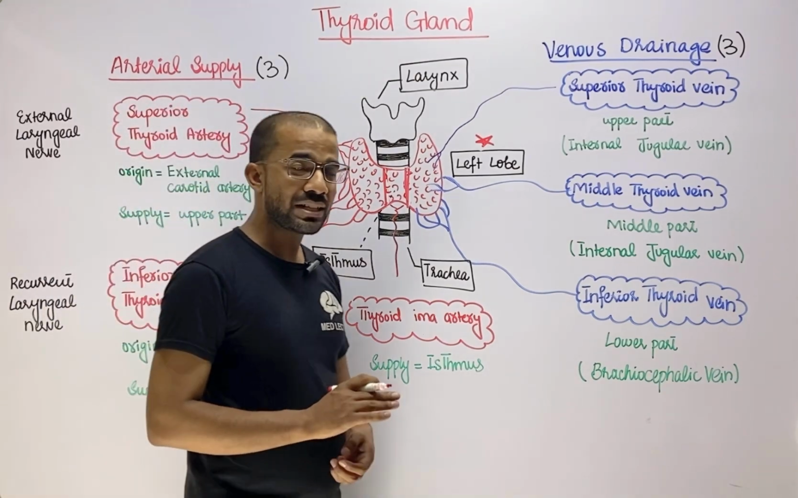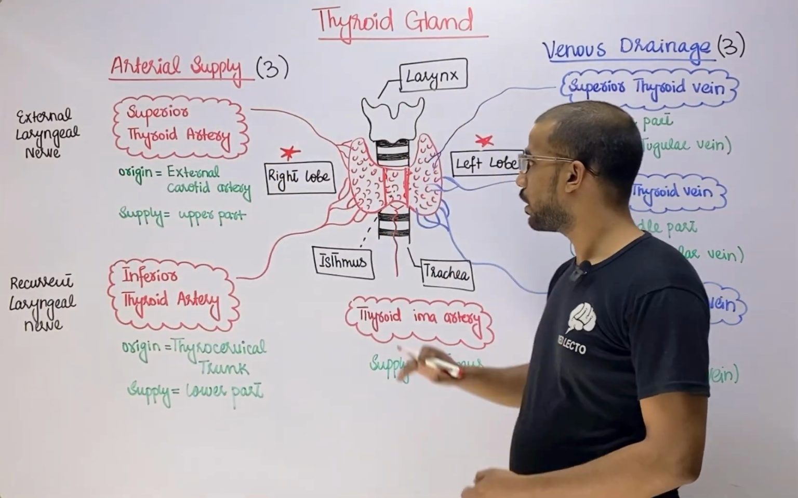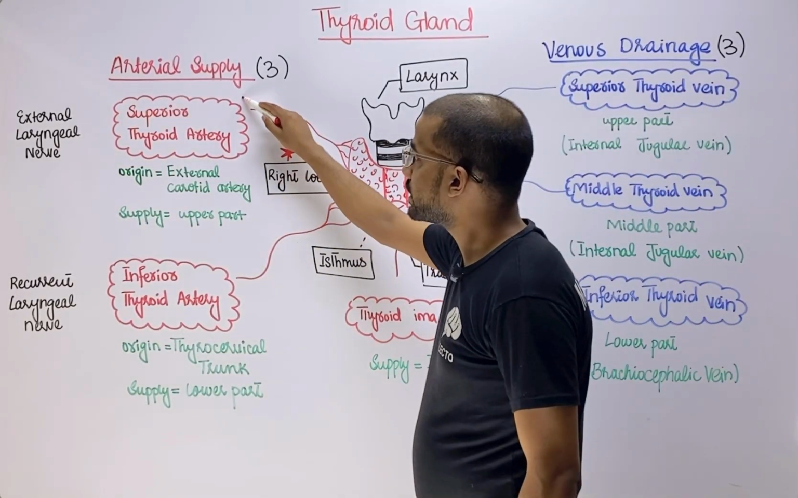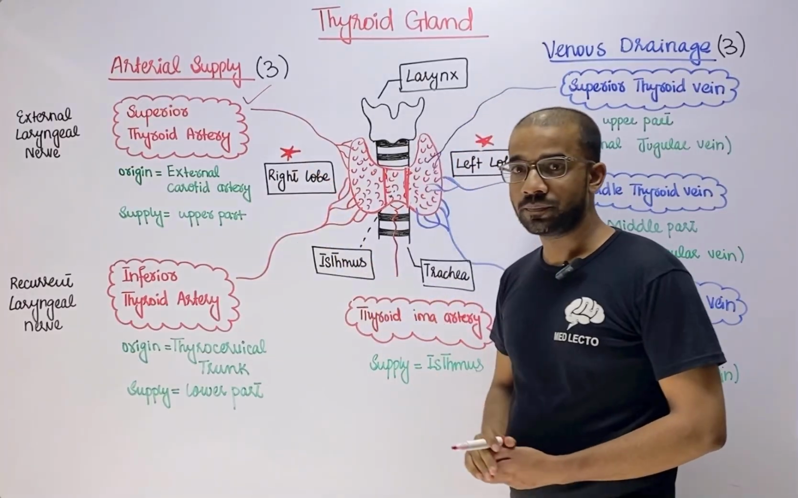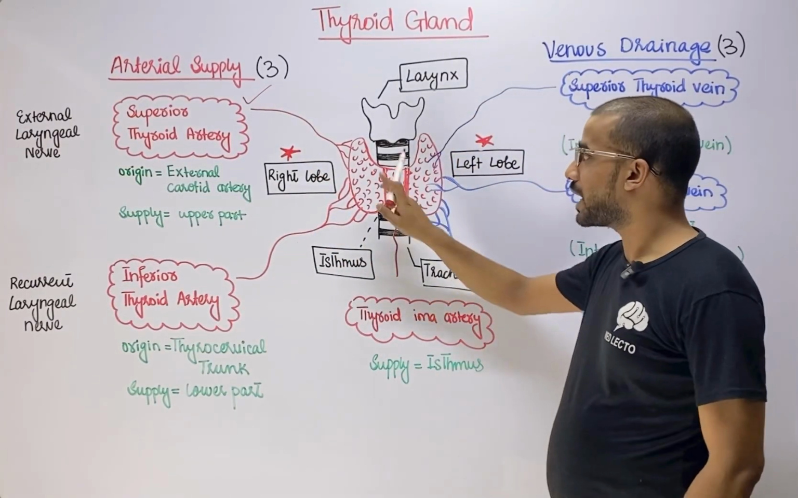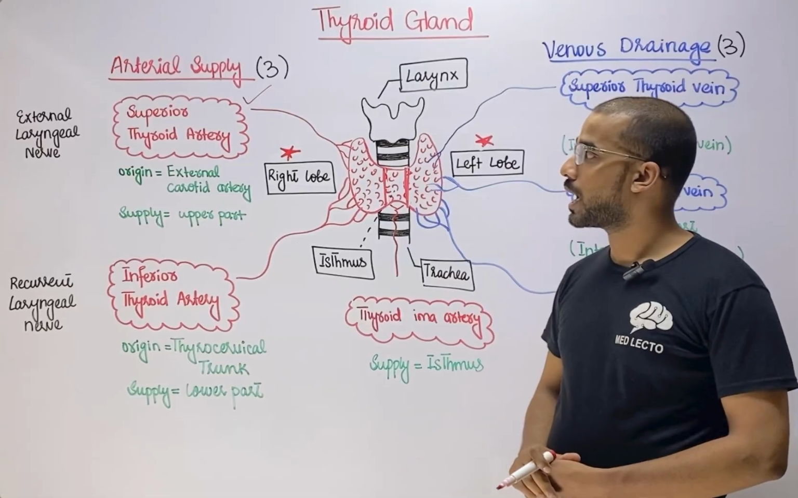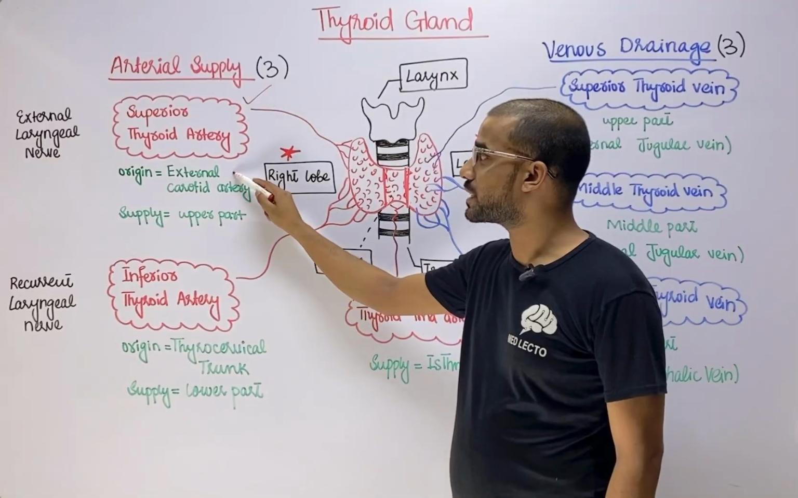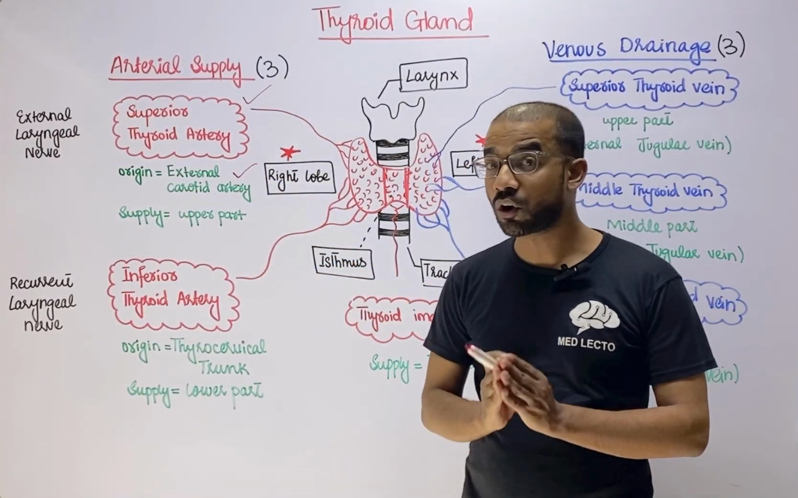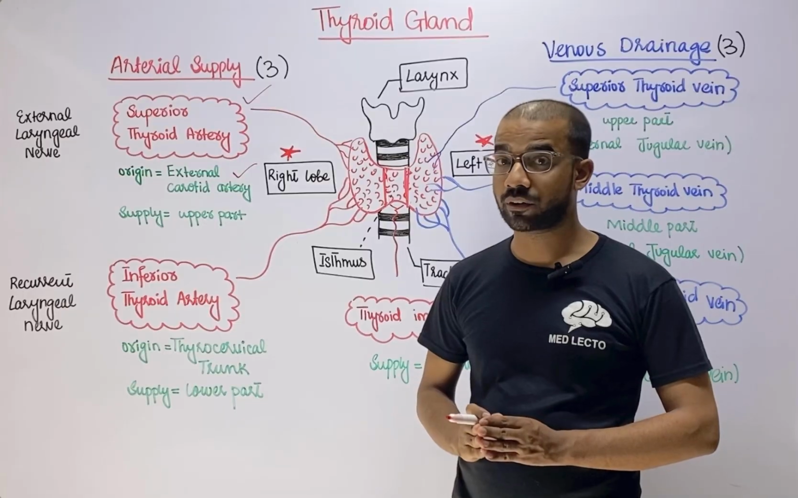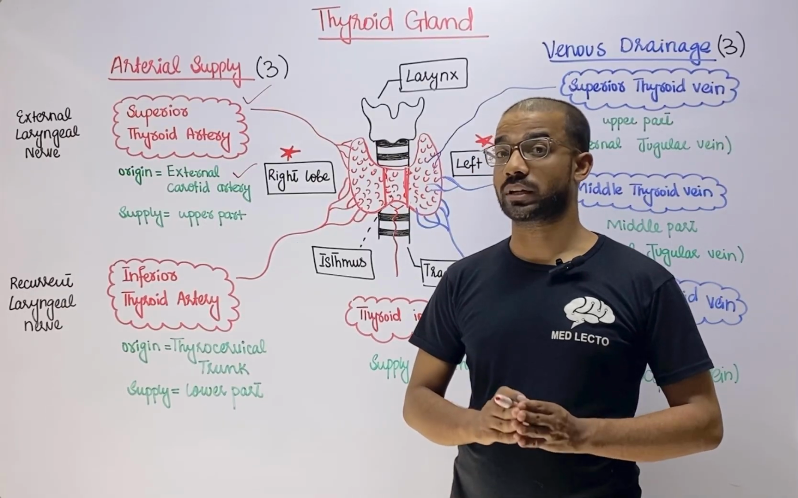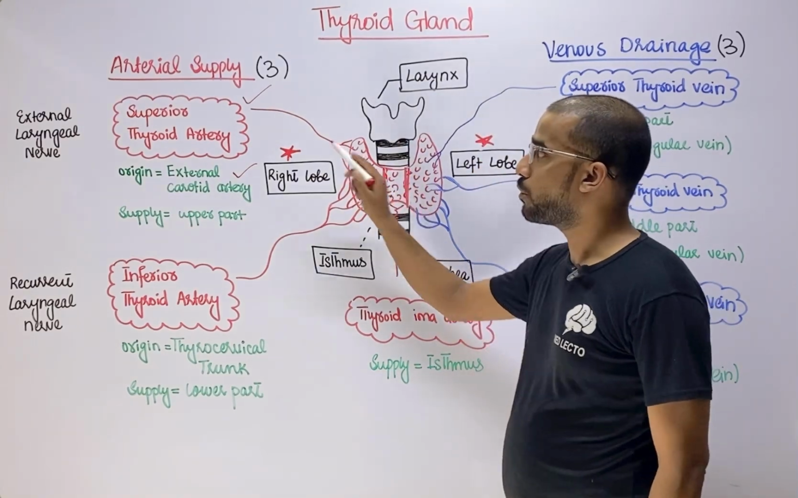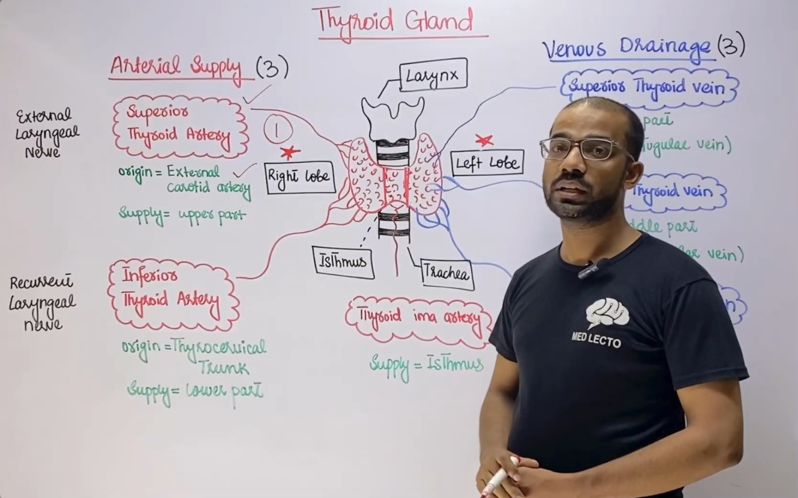Now, first we will see the arterial supply of the thyroid gland. The first artery is the superior thyroid artery that supplies blood to the upper part of your thyroid. Now, the superior thyroid artery actually originates from the external carotid artery. The origin of this superior thyroid artery is the external carotid artery, and it will supply the upper part of your thyroid. That is the first artery related to the thyroid.